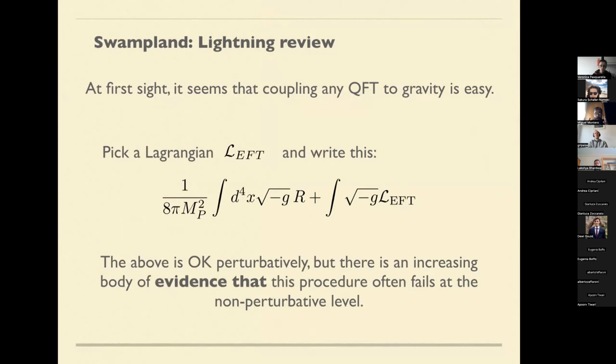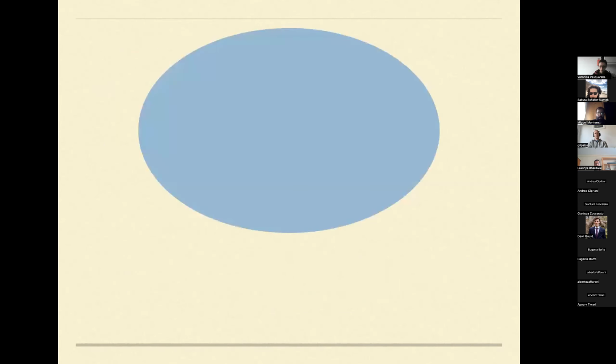And this is certainly okay perturbatively and to any order in G Newton, but there's a growing body of evidence that this is actually not okay at the non-perturbative level. Not any low-energy effective field theory can be consistently coupled to quantum gravity. So you end up having a picture like this big blue blob, which is the space of all quantum field theories. Most of them are not okay with quantum gravity, and there's a small subset of them which are, and this is what is called the landscape.